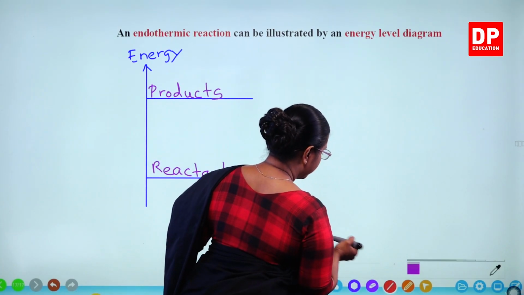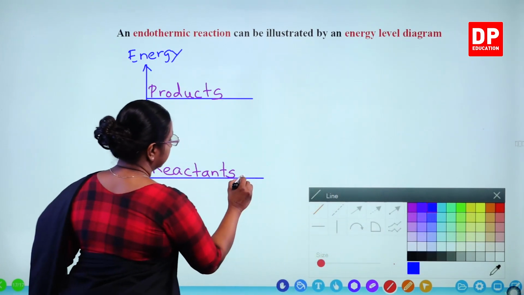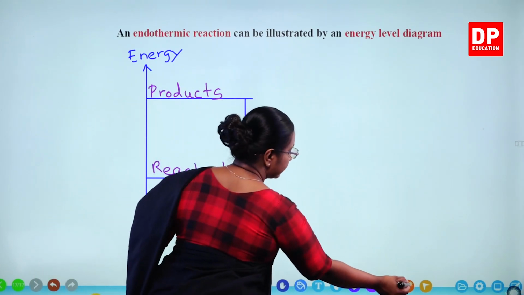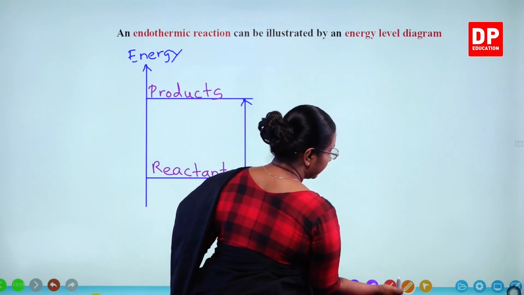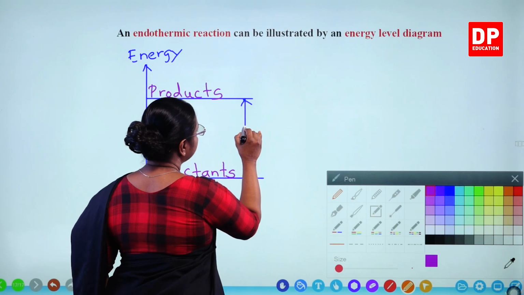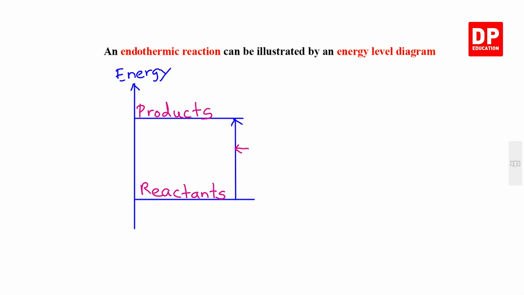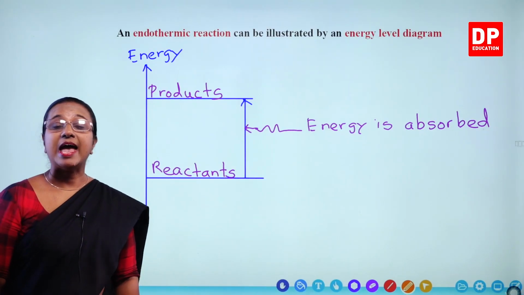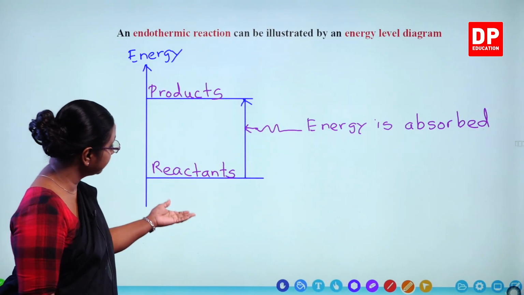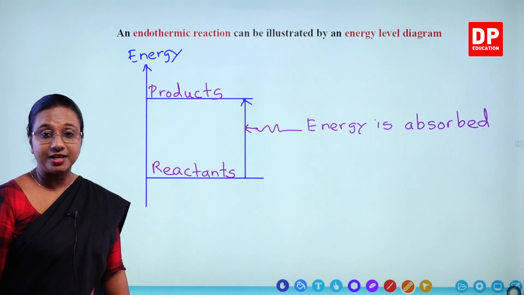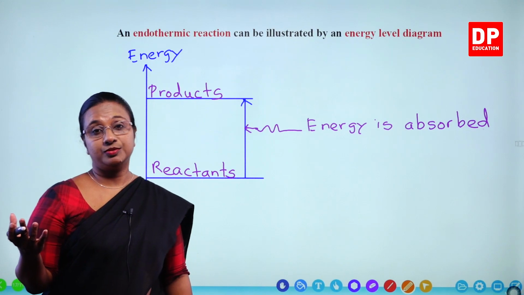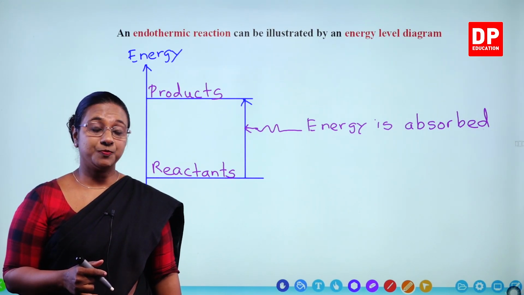So, when this change takes place, you can see there is absorption of heat. Energy is absorbed. So, this is how an endothermic reaction takes place. Reactants have less energy, products have more energy. So, the vessel becomes cold. Is it clear to you all students now?